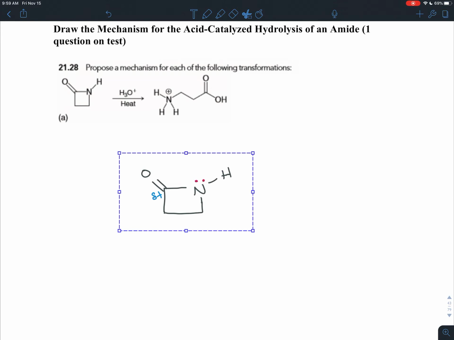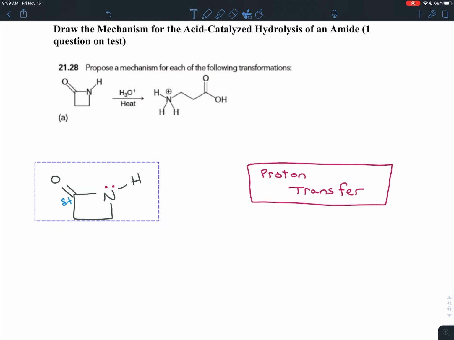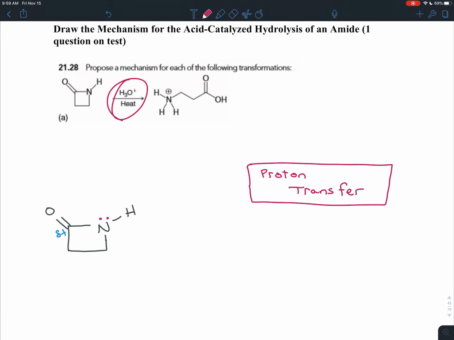And so if this is not a very reactive structure, how can we make it more reactive? The way that you influence stability or reactivity is through proton transfer. Proton transfers either add charge onto a molecule and make it less stable, more reactive, or take charge off and make it more stable, less reactive. So here, the only thing that we have to work with is hydronium and a little bit of heat. So hydronium has the 3 bonds to hydrogens. Because that oxygen has 3 bonds, it has a full positive charge.